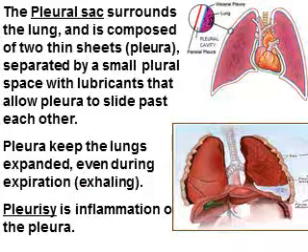Surrounding the lungs is a pleural sac, and it's composed of two thin sheets called the pleura. And there's a pleural space between these two sheets with lubricants inside. The benefit of this is, as we move around, the two sheets can slide past each other, so there's not a lot of friction. The pleura keep the lungs expanded even during expiration or exhaling. You see, our lungs are not like a party balloon that when the air is out of them, they collapse. They're always sort of in an inflated state. When the pleura are inflamed, we call that disease pleurisy.